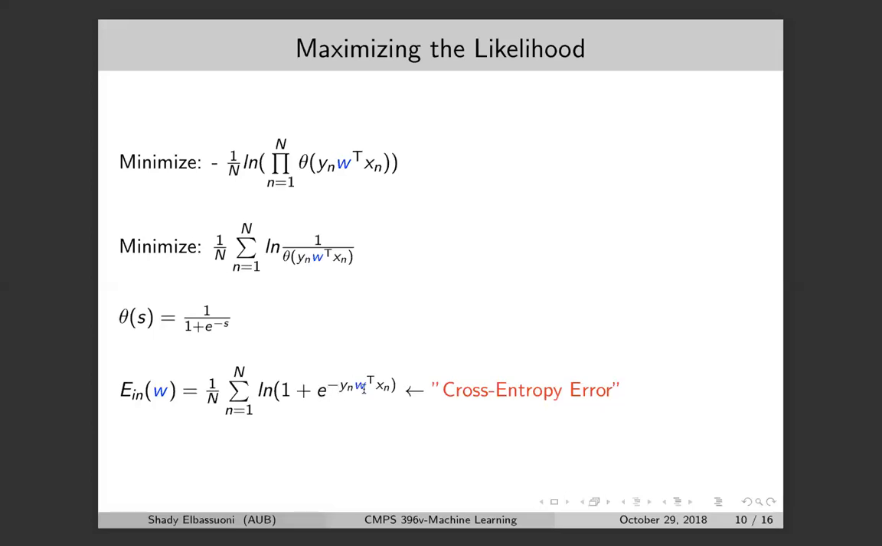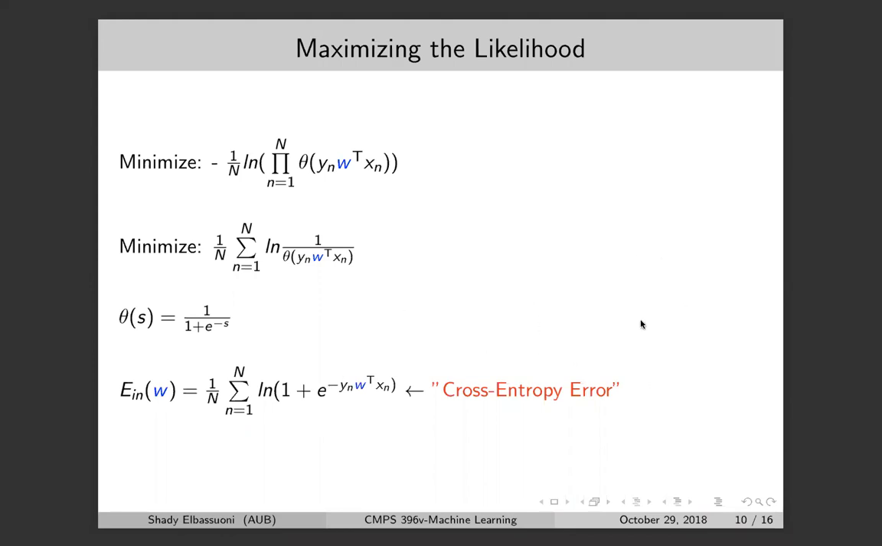And if they don't agree, for instance yn is positive and W transpose xn is very negative, I'll get e to the power of a very large value, and so I get some error. So if they disagree, I get some error contribution. If they agree on the sign, I get basically an error of 0, or almost 0. So it's intuitive. It makes sense.